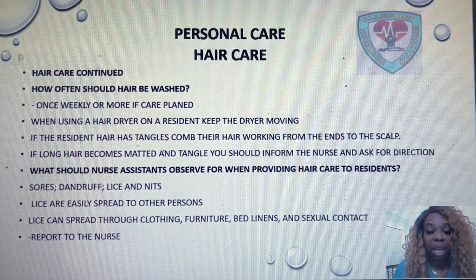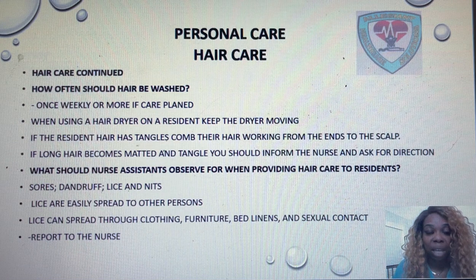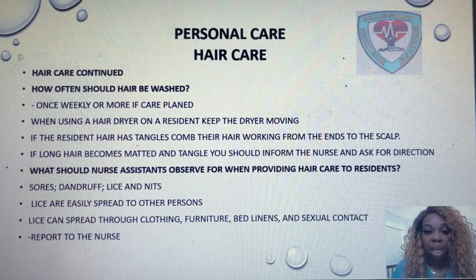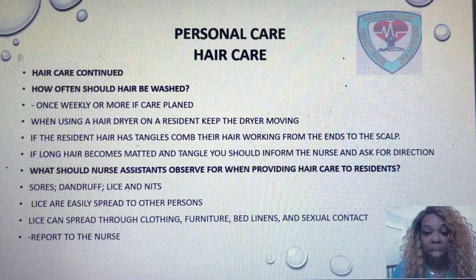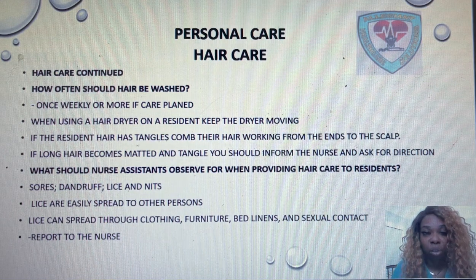If the resident's hair is tangled, you want to detangle the hair. And once again, you want to start from the ends of the hair and work your way up to the root. If the resident's hair is matted and tangled, you want to notify the nurse and ask for further directions.